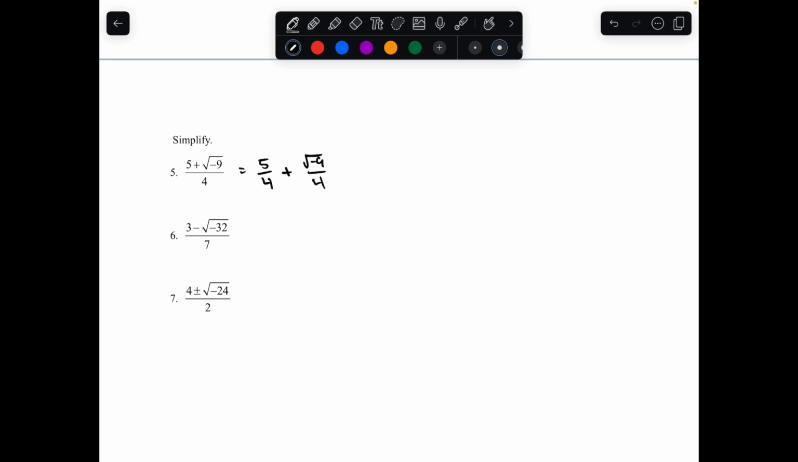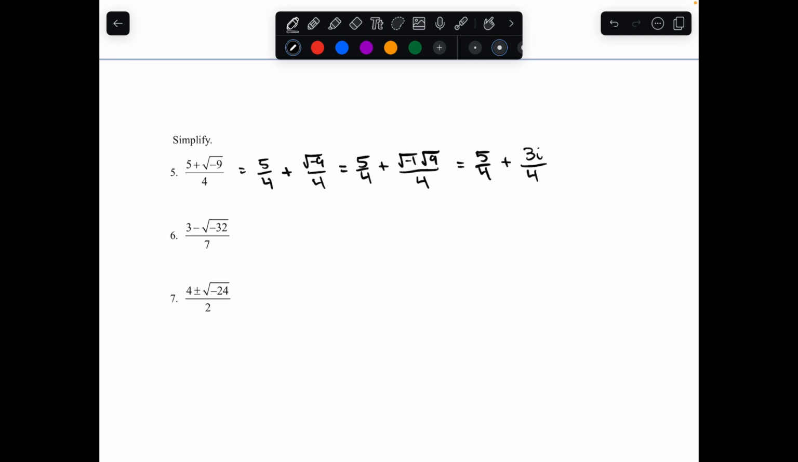Now I want a plus b times I. So I want to turn the square root of negative 9 divided by 4 into something that looks like a number times I. So I need to deal with this negative under the square root. So this becomes 5/4 plus the square root of negative 1 times the square root of 9, all divided by 4. Now the square root of negative 1 is I, but the square root of 9 is 3. So putting all of this together, we get 5/4 plus 3 times I divided by 4.